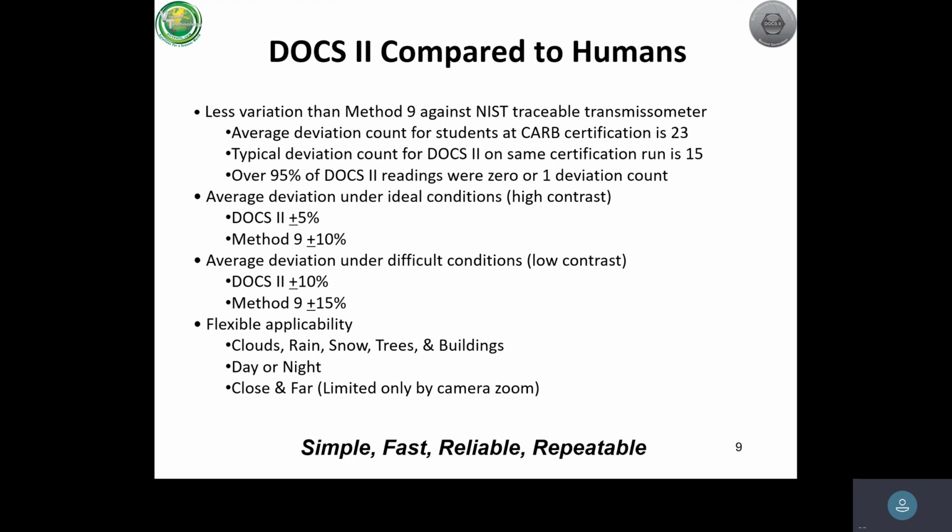But anyhow, our deviations are always going to be less than 5% if we've got good high contrast, like blue sky, black smoke. We're always going to be within 5% of any transmissometer that's out there. Transmissometers float 3%, we're rounding to 5, so it's hard to say which one's really more accurate. I've always contended that DOCS is probably more accurate for opacity than any common instrument. And we've had a series of tests that talk to that up on my website. It can be used in rain, snow, trees.